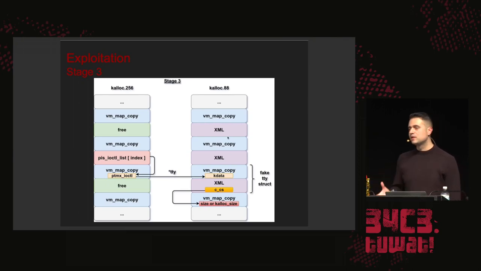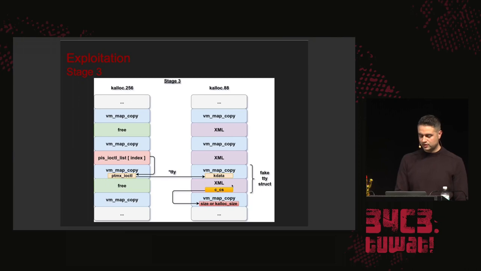And what's the arrangement on that calloc 88 zone? As I told you, a VMAP copy followed by an XML properties. VMAP copy, XML properties. And all these host this fake TTY structs, right? All these are the same. I just explained here how it looks like. So this points to the kdata element here, and the rest of it is basically the fake TTY struct, like the buffer of the VMAP copy and then following the XML contents of this heap allocation.